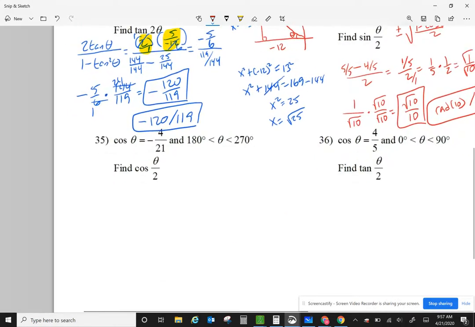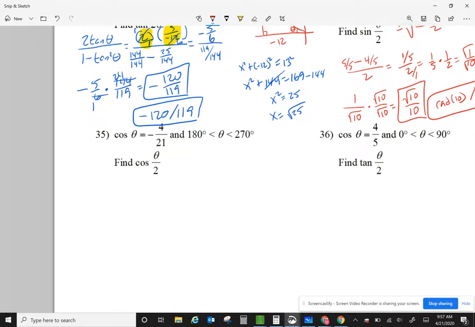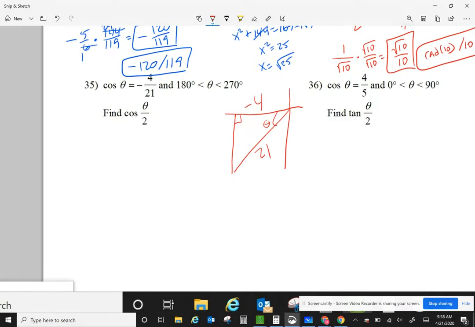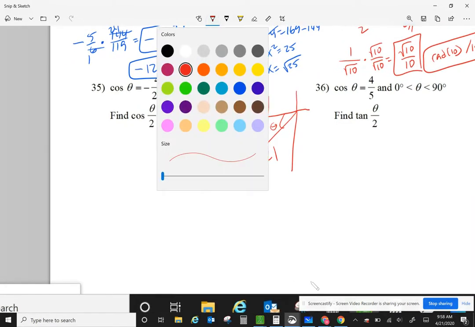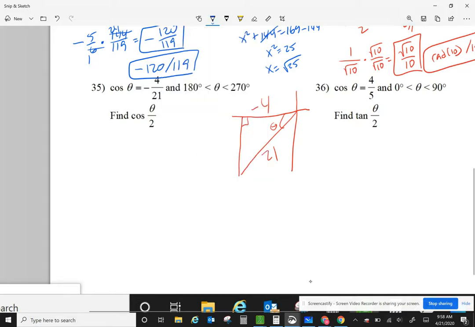Let's take a look at question number 35. My theta is in between 180 and 270 degrees, so that means I'm in the third quadrant. Theta is here. My 90-degree angle is on the x-axis. I have the cosine. I know cosine is adjacent over hypotenuse. My adjacent is -4. My hypotenuse is 21. Let me solve for the third side. I don't know the third side for right now, so I'm just going to say x.